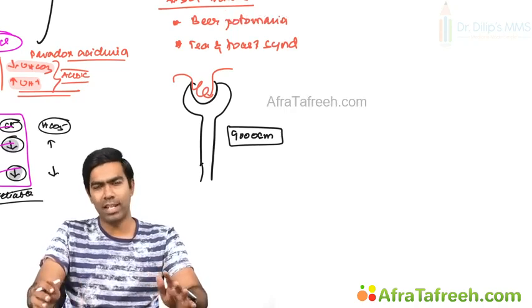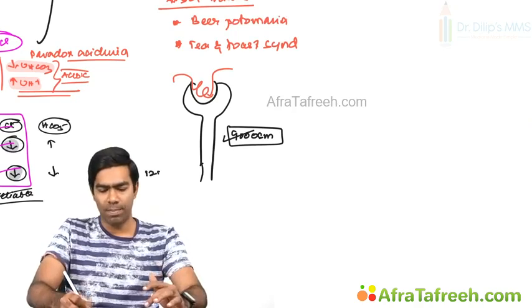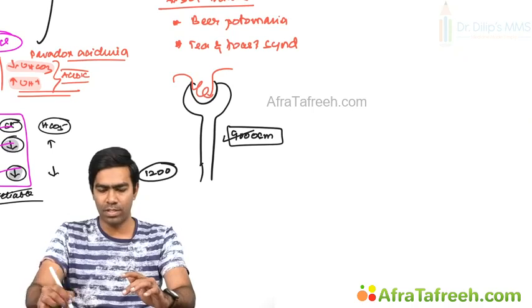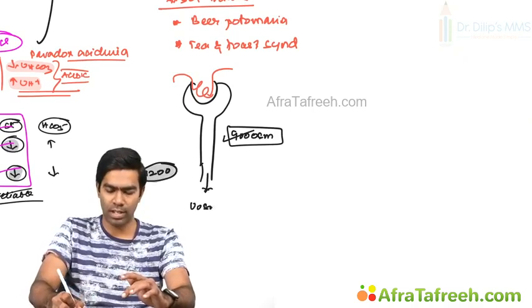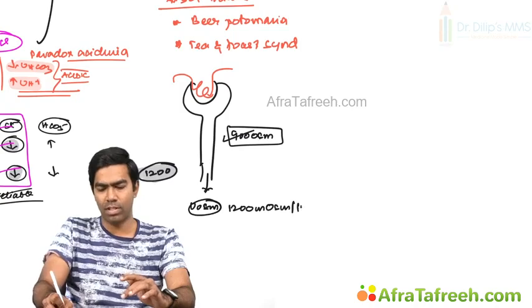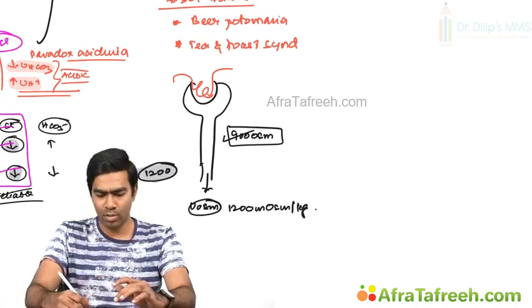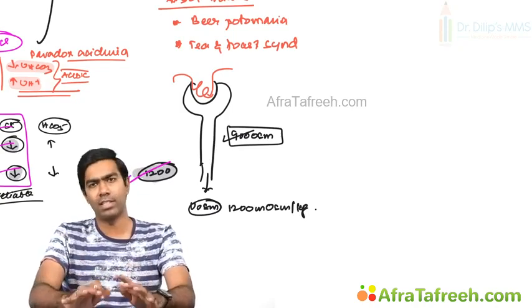Suppose I'm not ingesting any water, to excrete this 900 milliosmoles at a maximum concentration of 1200, which means the urine can concentrate only up to 1200, so my urine osmolality cannot reach more than 1200. This is the maximum urine osmolality I can reach, because the capacity of my sodium potassium 2 chloride transporter, in the thick ascending limb of the loop of Henle, is this much only.